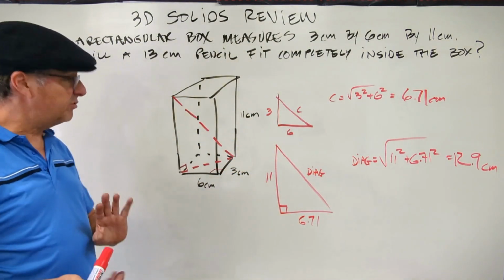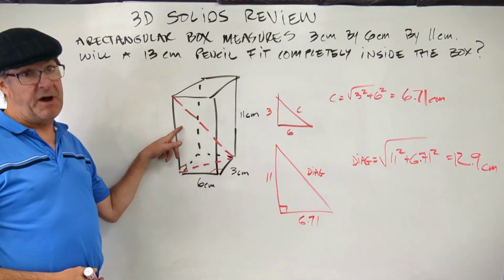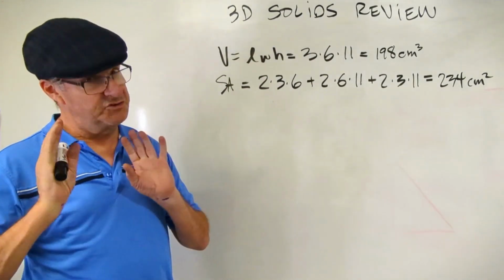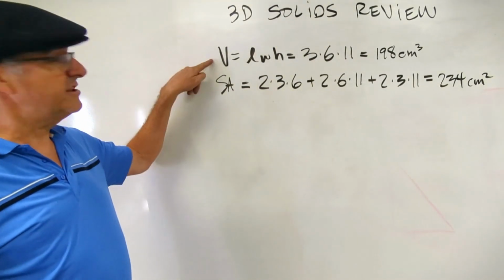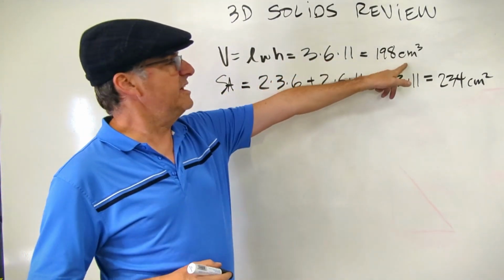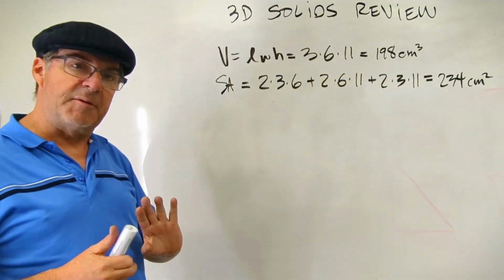Now, if you want a little extra practice, go ahead and calculate the volume and the surface area of this box. All right, in case you tried those 2 calculations I suggested you do, and you should do those as practice, I get the volume of that box. That's just length times width times height. Boom, boom, boom. I get a volume of 198 cubic centimeters. Surface area is a little bit more complicated.